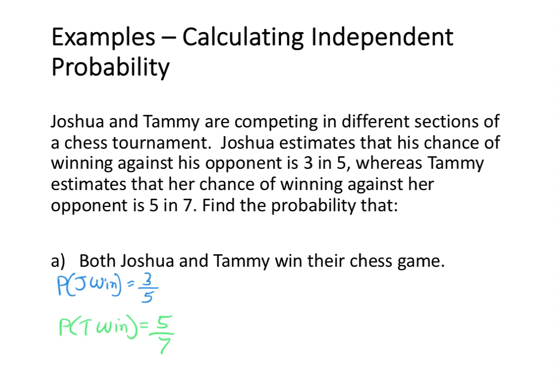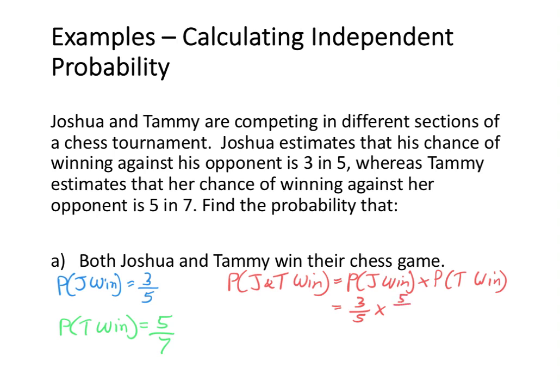To do this, we multiply the probability of Josh winning and the probability of Temi winning. So the probability of Josh winning is 3 out of 5, and we multiply that by the probability of Temi winning, which is 5 over 7. When we multiply fractions, we multiply the numerators and then multiply the denominators. So 3 times 5 is 15, 5 times 7 is 35, and we can simplify that to 3 over 7. So the probability that both Josh and Temi win their game is equal to 3 over 7.